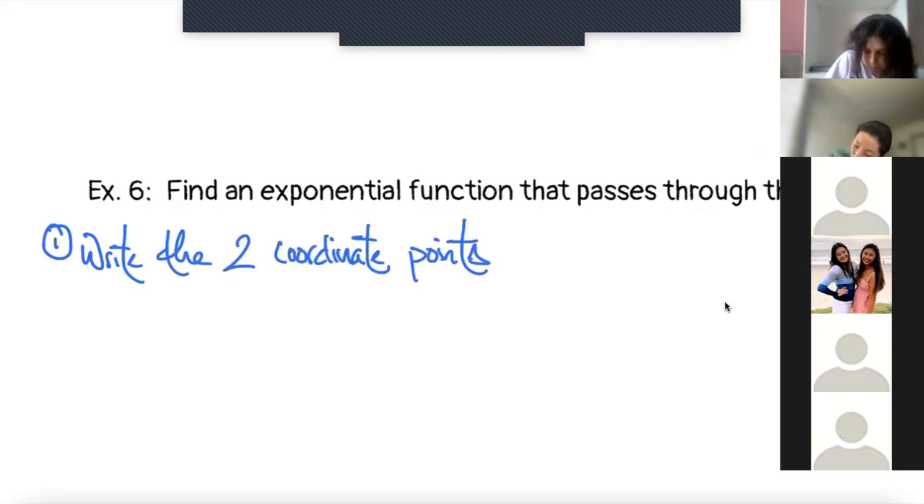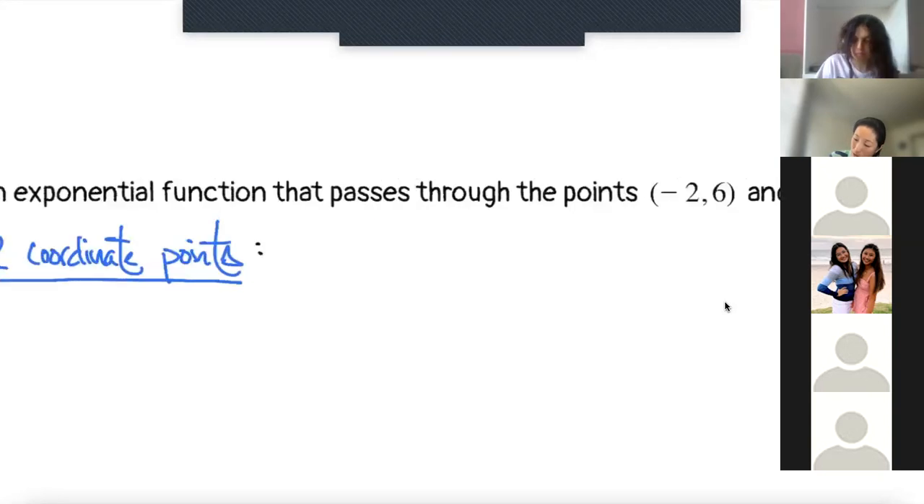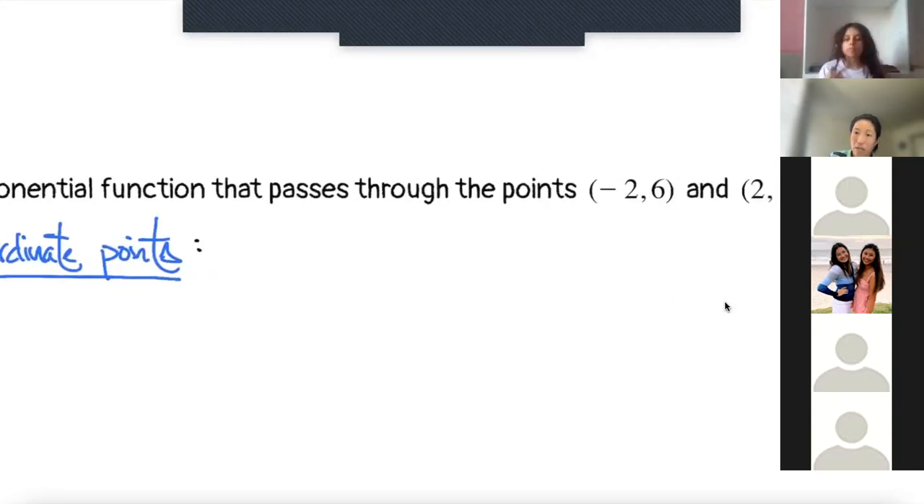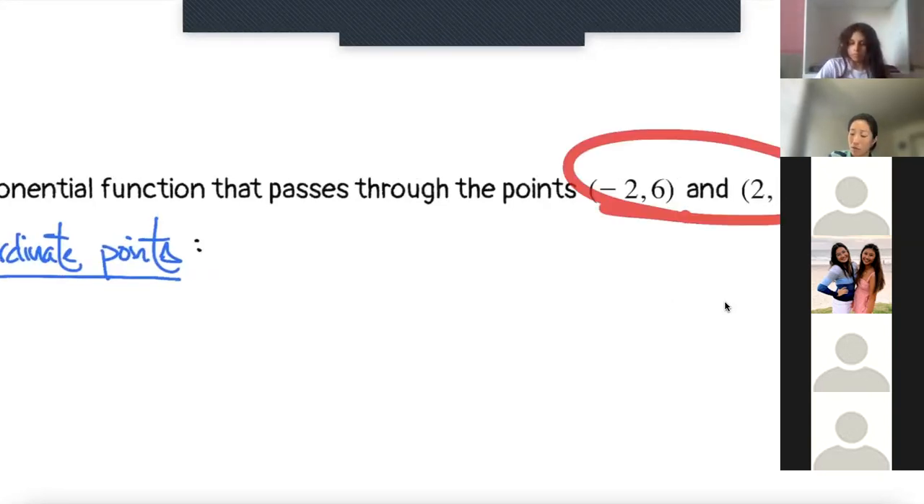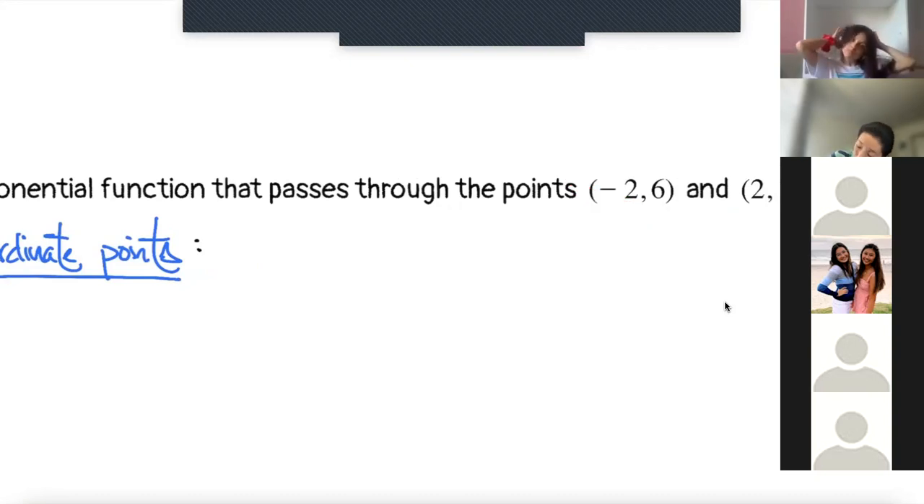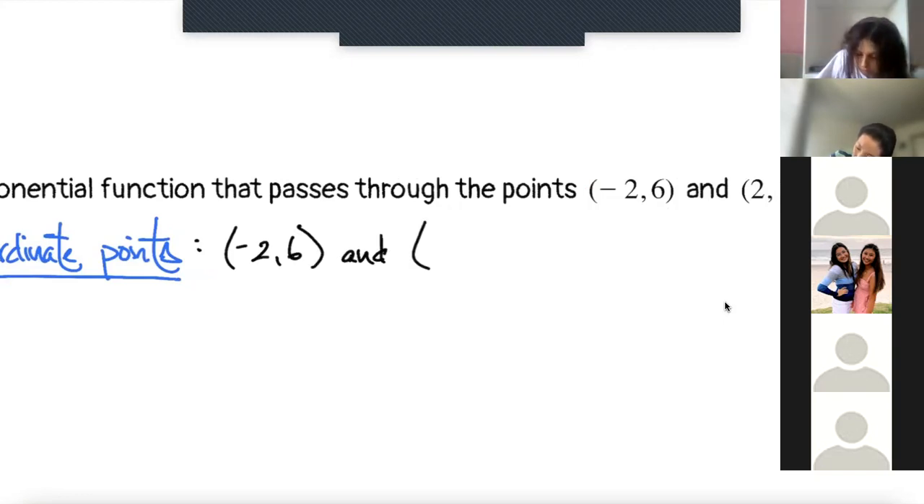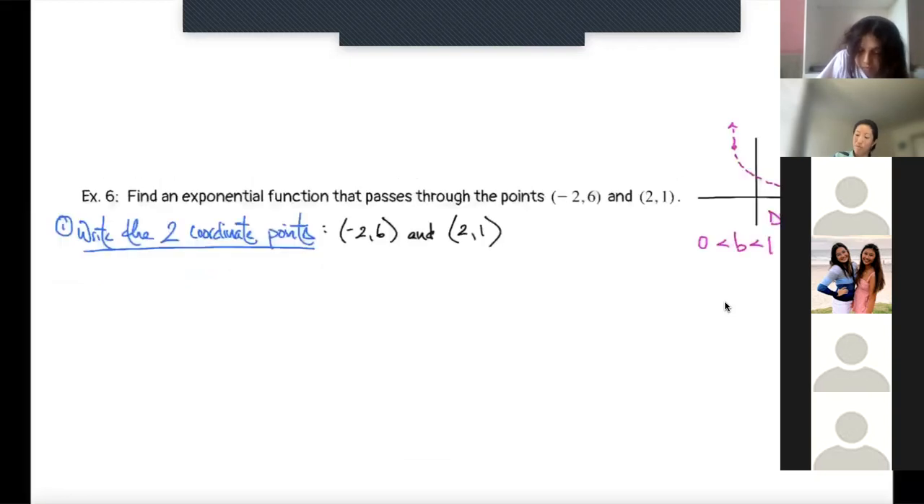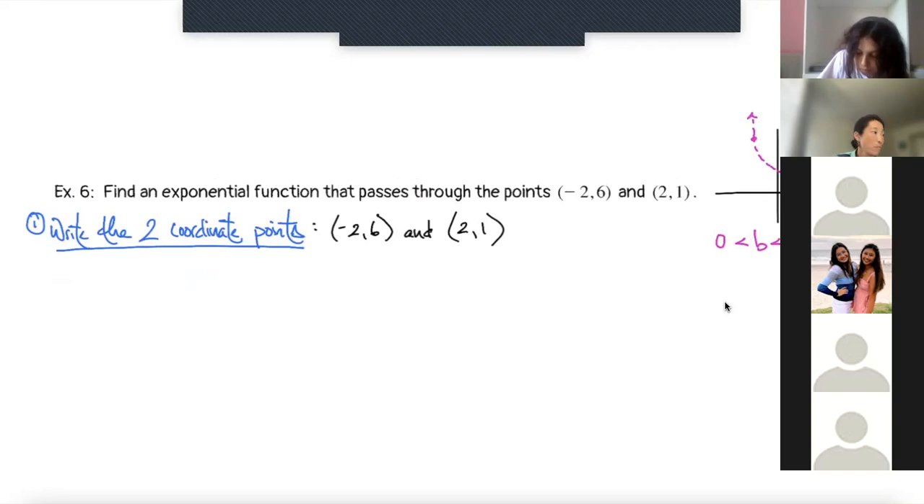The 2 points that we are going to use to find the equation are actually given to us right here. We have -2, 6 and 2, 1. We won't always have that information so clear, which is why I make it an actual step. So a good first step would be to write out the 2 coordinate points.